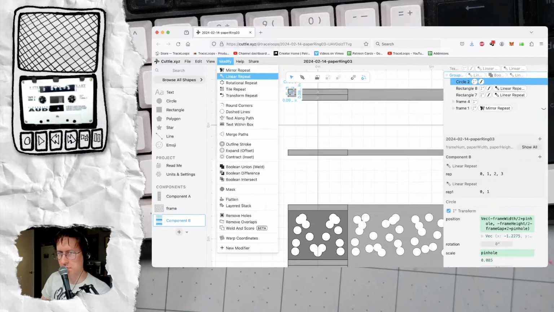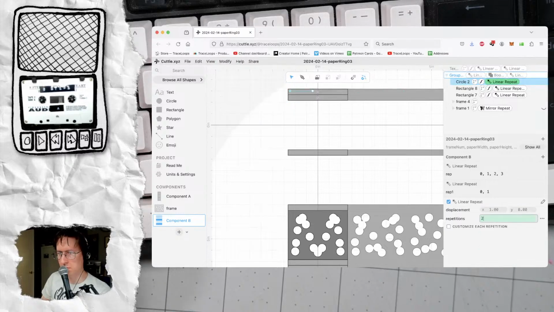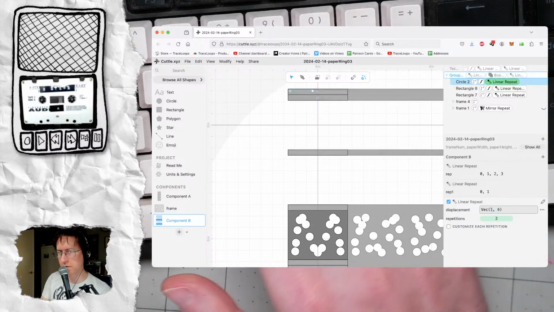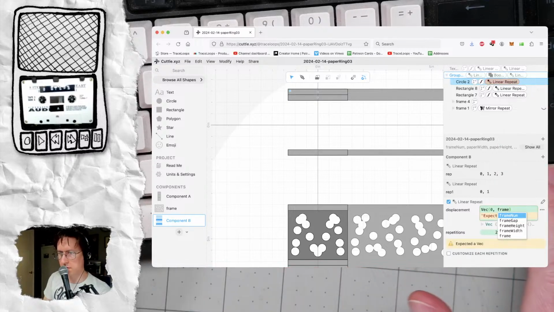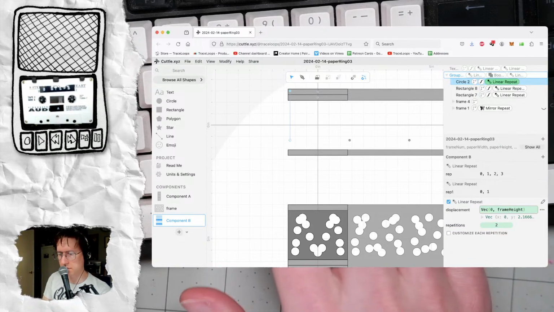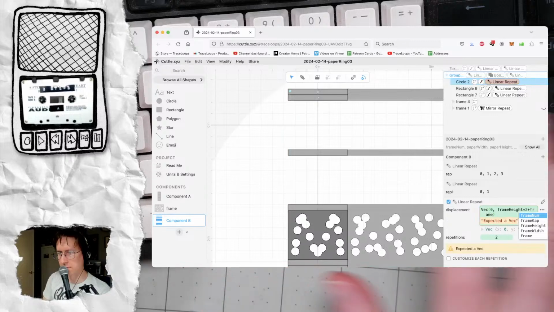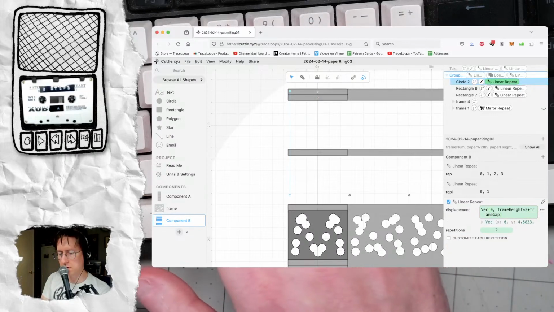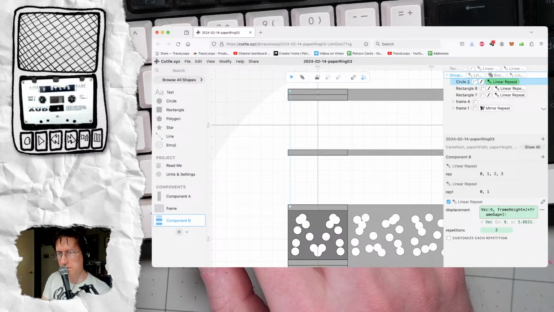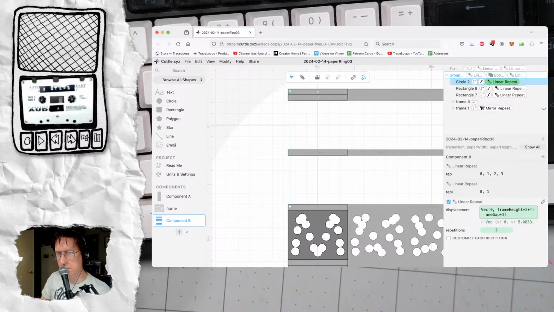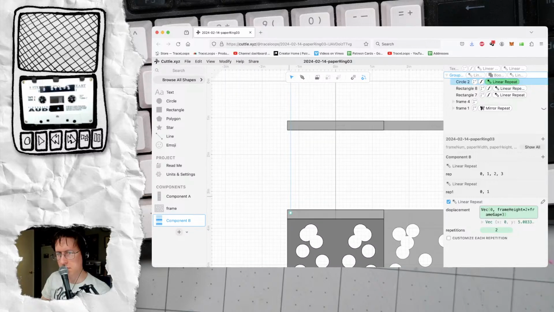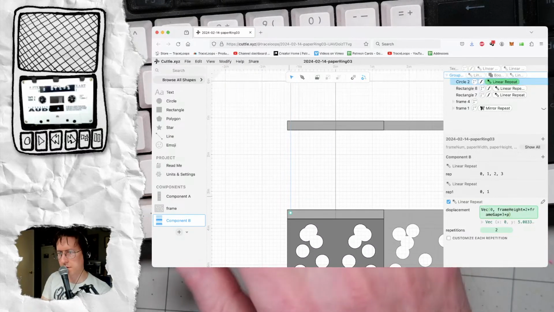Modify, linear repeat 2, displacement 0, frame height times 2 plus frame gap times 3 plus pinhole.